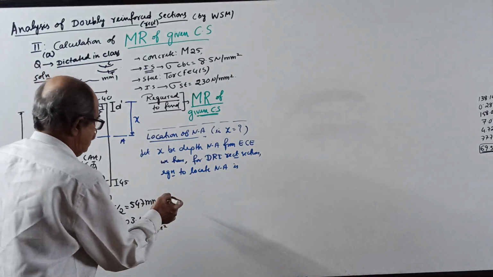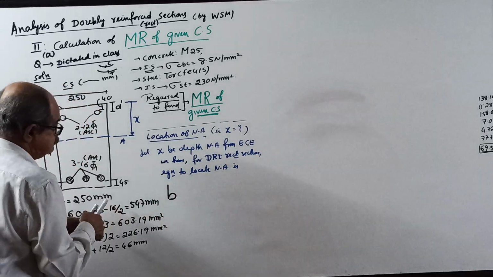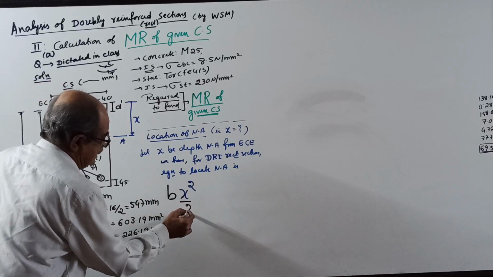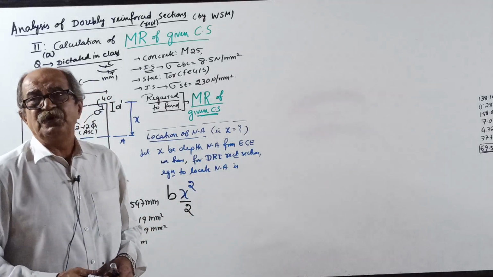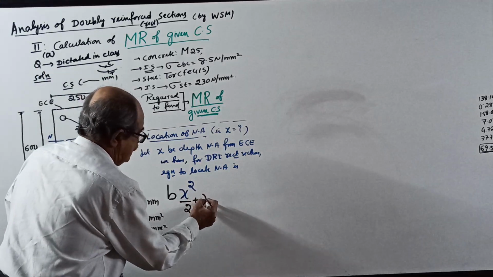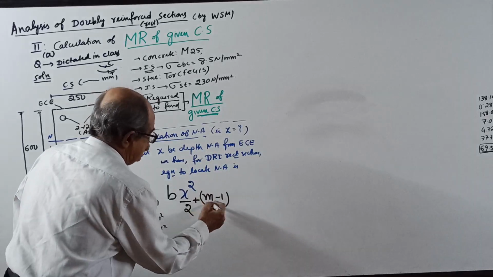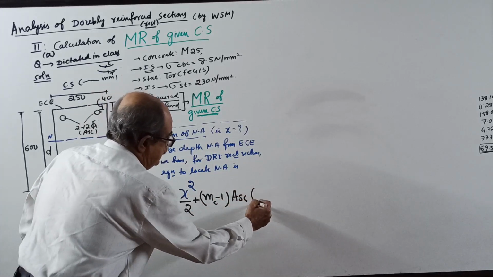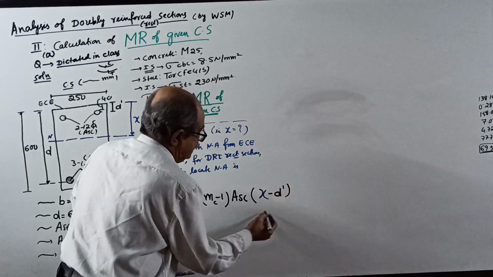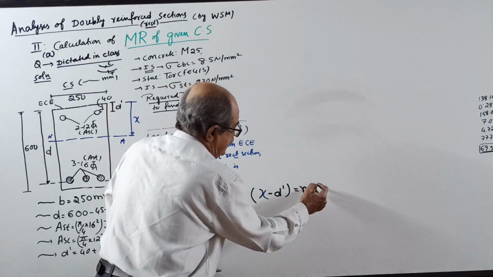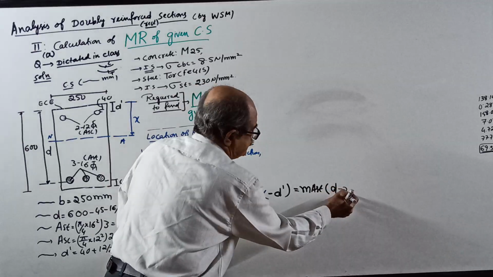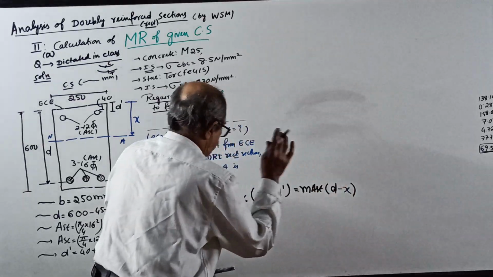That's all. Okay, right. Equation is b into x, in blue color because neutral axis. b x square by 2, if the color is visible for you. Sometimes in YouTube, because of quality, color may not be visible. No problem. b x square by 2 plus (mc minus 1) into Asc into (x minus d dash) equal to m times Ast into (d minus x). This is the equation for neutral axis. Okay, now start.